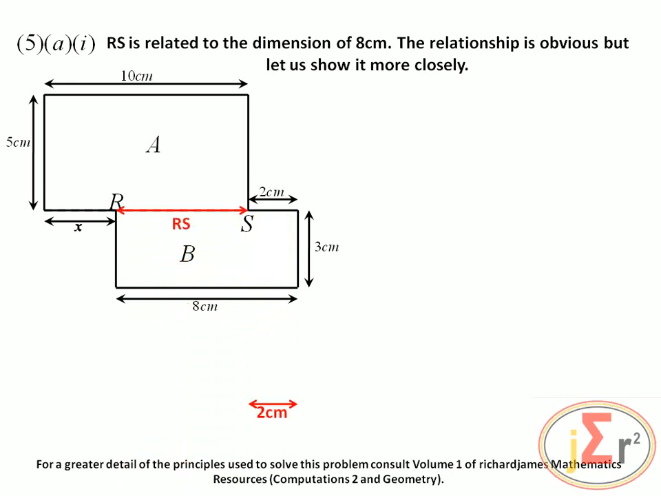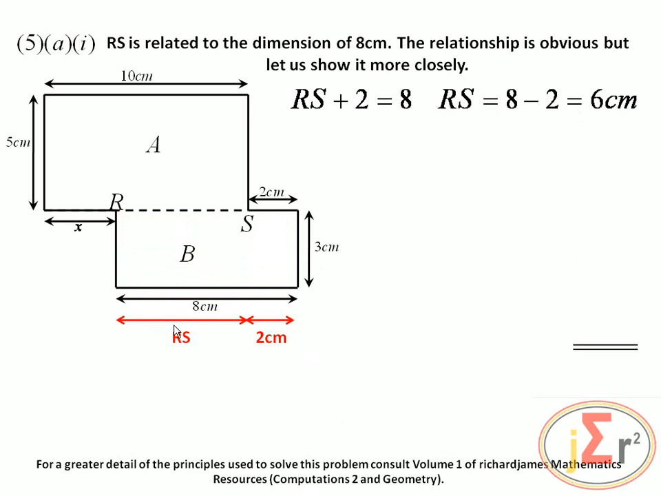RS and the 2 centimeters that we have there together will be 8 centimeters. So RS plus 2 is equal to 8. Of course, just by looking here, if this is equal to 8 and this part is 2, then of course, no doubt, this is 6. So RS plus 2 is equal to 8. RS is equal to 8 minus 2, which is equal to 6 centimeters.